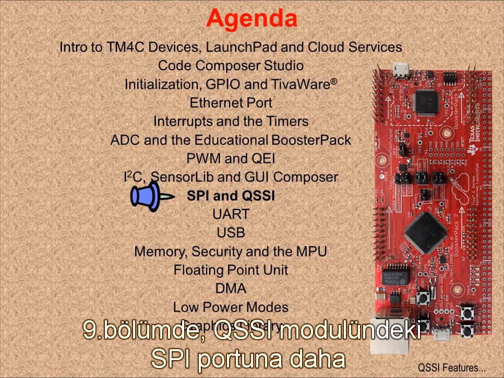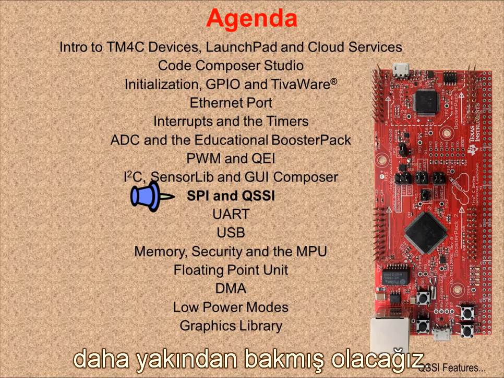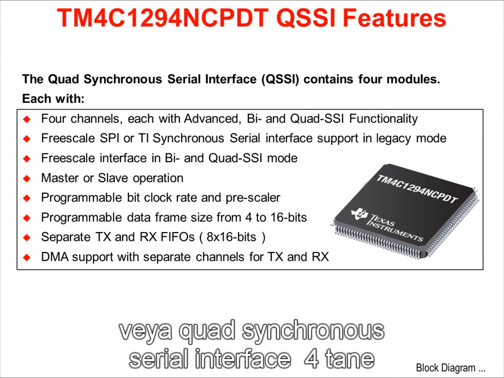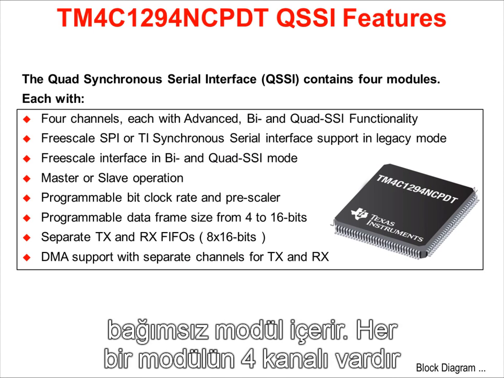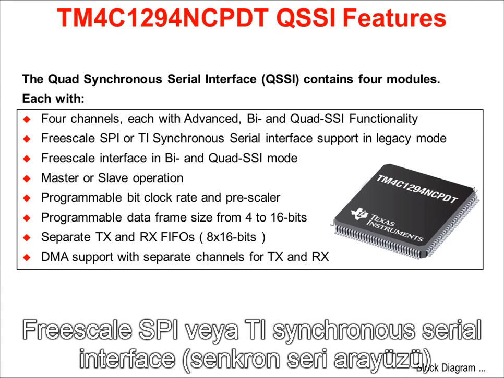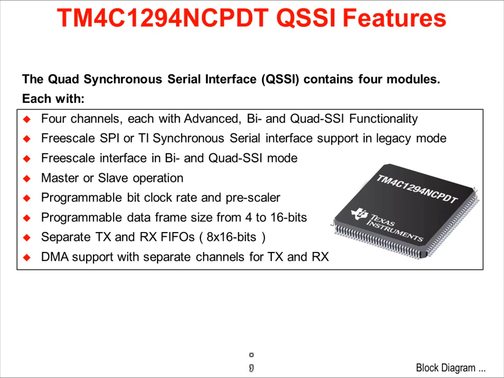In Chapter 9, we'll look more closely at the SPI port on the QSSI module. The QSSI, or Quad Synchronous Serial Interface, contains 4 independent modules. Each module contains 4 channels each, with advanced bi and quad SSI functionality. Freescale SPI, or TI Synchronous Serial Interface standards, are supported in legacy mode.